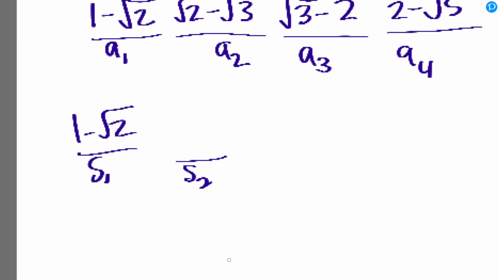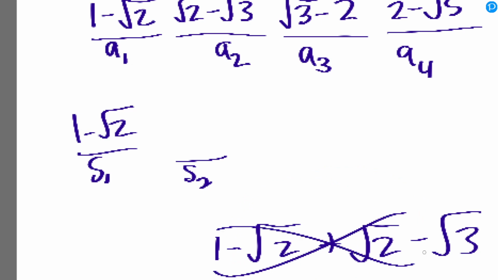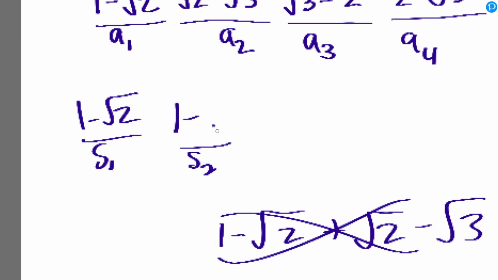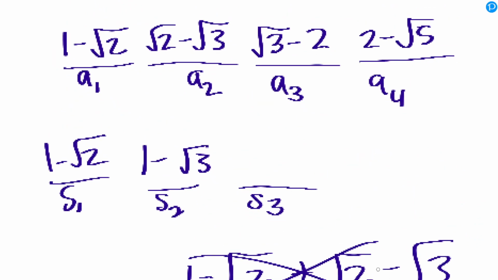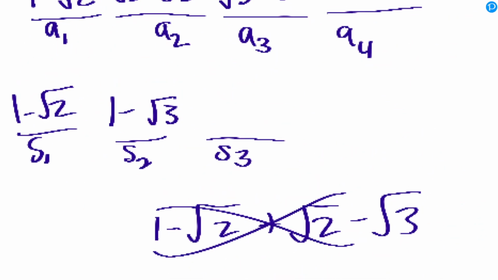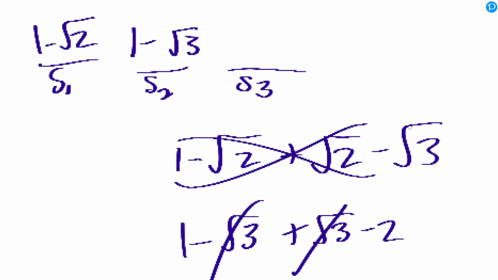And when we're adding these together, it'll be 1 minus the square root of 2 plus the square root of 2 minus the square root of 3. These two here, we have a minus and a plus, so these can cross out. So we have 1 minus the square root of 3. The sum of the first 3 combined will be that one, 1 minus the square root of 3, and then plus our third term, which is the square root of 3 minus 2. These will cross out again, which will give me 1 minus 2.